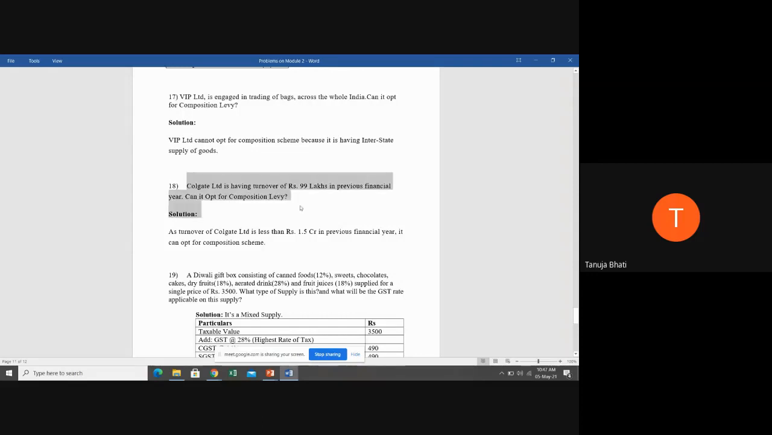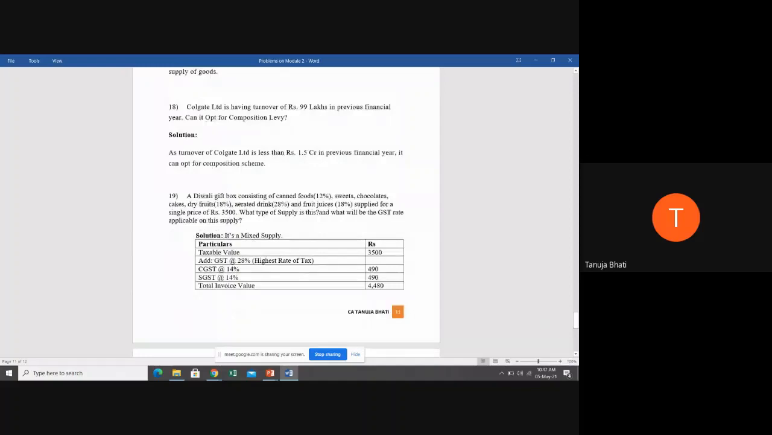Next, Colgate Limited is having a turnover of 99 lakhs in the previous financial year. Can it opt for composition levy? We know that for applying for composition levy, the turnover should be less than 1.5 crores. Now 99 lakhs is less than 1.5 crores, so Colgate Limited can opt for composition levy. Solution: as turnover of Colgate Limited is less than rupees 1.5 crores in the previous financial year, it can opt for composition levy. Next, let us go to problem number 19.